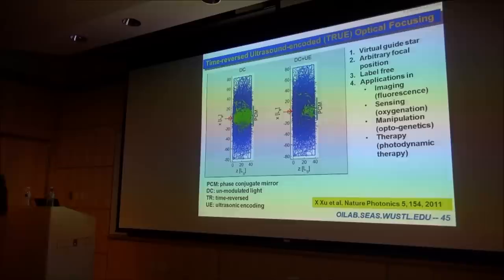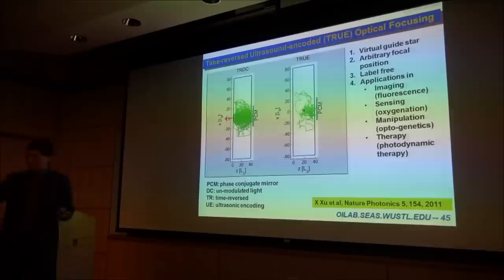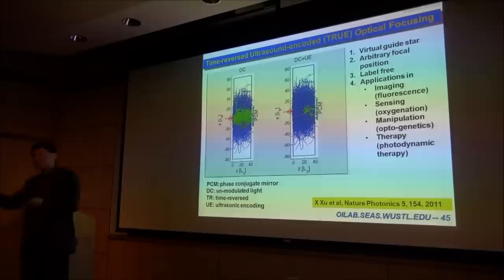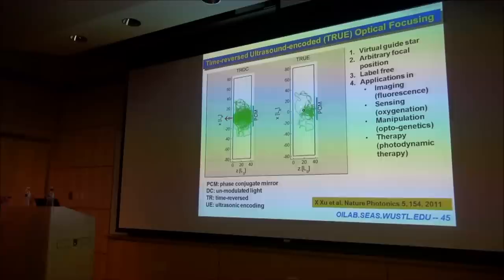All right, so why are we pushing in that direction? You have to overcome scattering. Right? In the interest of time, let's just focus on this movie. In astronomy, you can use a guide star to get a point spread function, and you can correct for the aberration due to the atmosphere. And as a result, you can form a very sharp image of a target star. But in biological tissue, we don't have a guide star to begin with. So what we do is focus an ultrasound beam here.